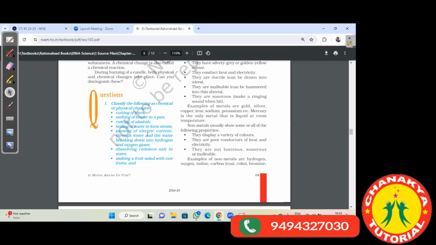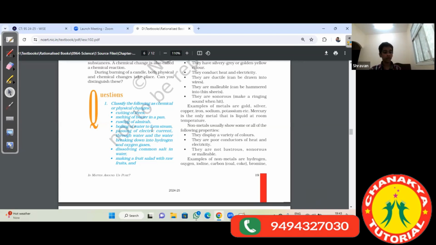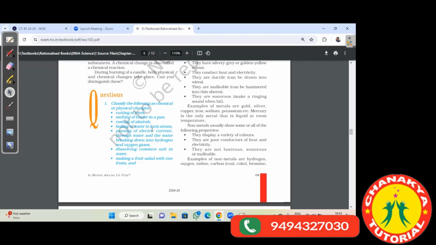So, Sharwan, what about the rusting of almirah? It's a chemical change. So what chemical composition is being changed during the rusting of almirah? How is the chemical change brought about?